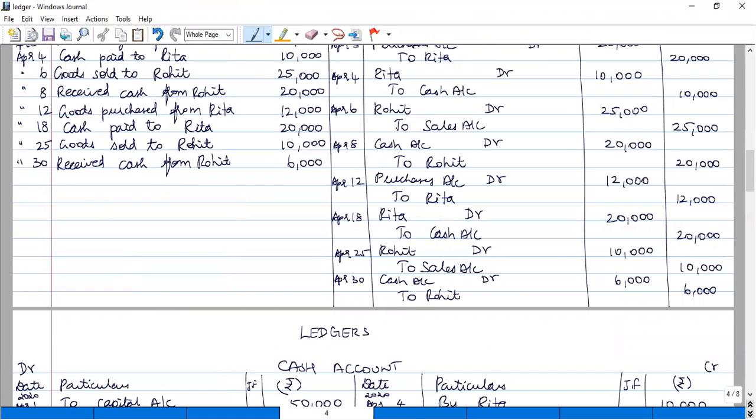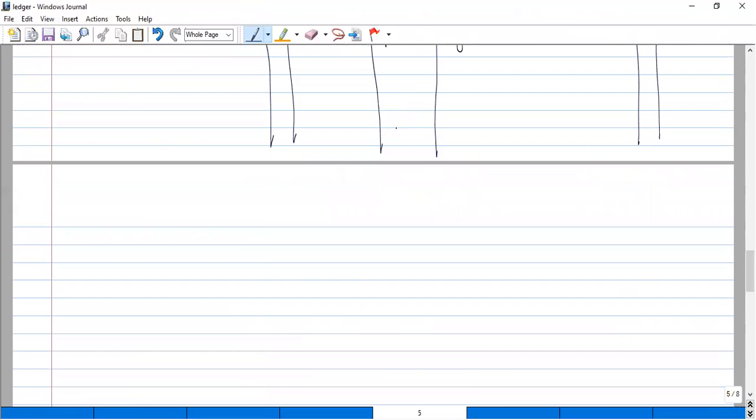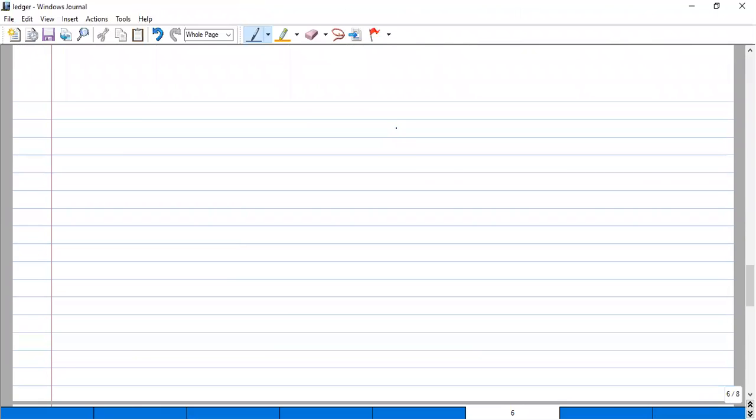On April 6th, the journal entry passed as Rohit debit to sales account. Now till now we have not opened any account for Rohit or for sales. Okay, so now we have to open Rohit account and sales account. Rohit is our debtor because we have sold goods to Rohit on credit. Okay, so open account for Rohit, who is our debtor. And open for sales.